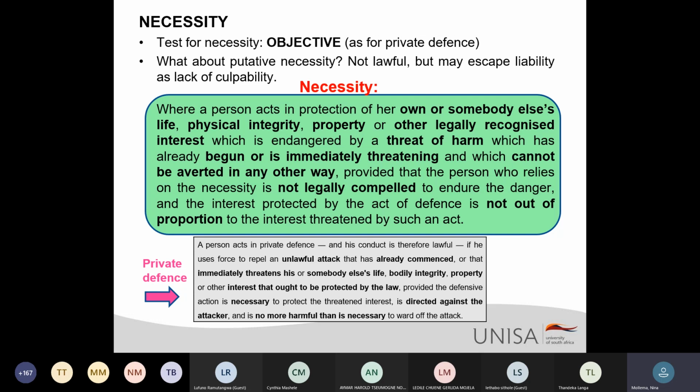Don't worry if you think I'm going through this too fast. We will go through the requirements for necessity one by one, and that will be basically the whole definition. As you can see, the definition consists only of the requirements for necessity. And again, where private defence says that the defensive act must not be more harmful than is necessary, necessity says that the act of defence is not out of proportion to the interest threatened by such an act. So it is a very similar definition. Don't get confused between these two grounds of justification.